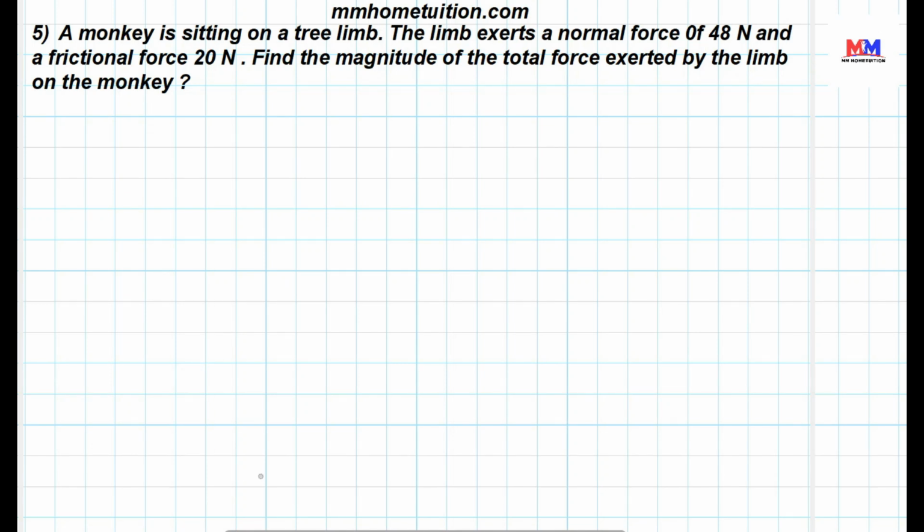A monkey is sitting on a tree limb. The limb exerts a normal force of 48 Newton and a frictional force of 20 Newton. So the monkey is sitting on the tree limb. The limb exerts a normal force of 48 Newton.